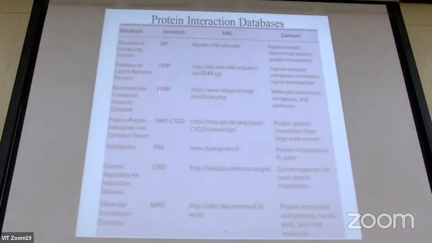Okay, so this is the list of different protein interaction databases. The full form is given in the first column, then the actual database name, the URL, and what it actually contains.